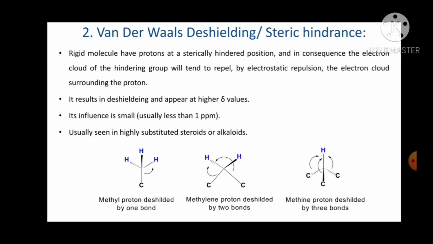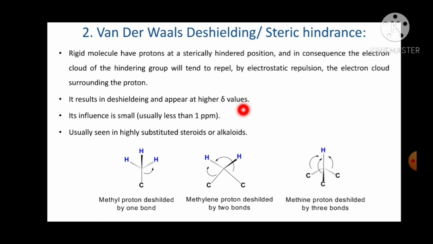Now the next factor is van der Waals deshielding, also called steric hindrance. In a rigid molecule which has protons at a sterically hindered position, the electron cloud of the hindering group will tend to repel the electron cloud surrounding the proton because of electrostatic repulsion. Usually this results in deshielding and the proton appears at a higher delta value.